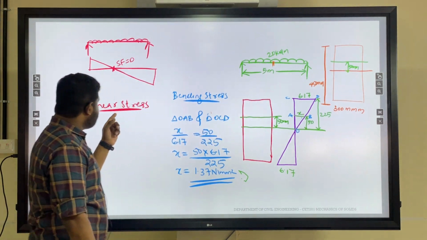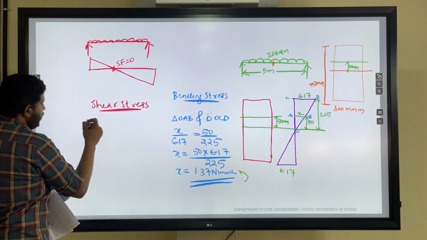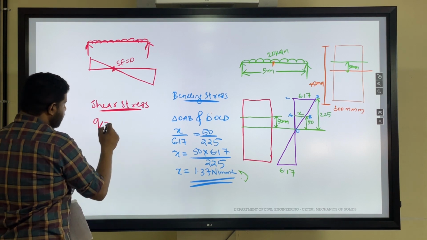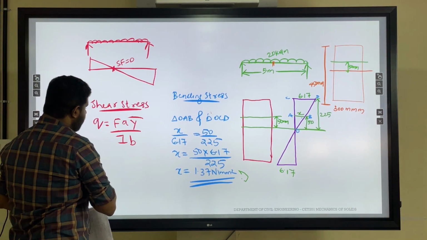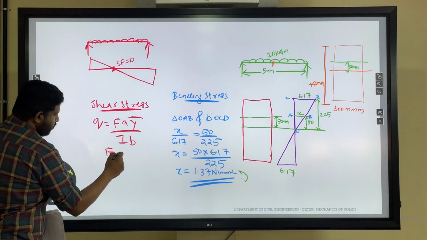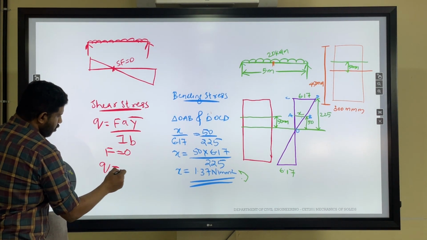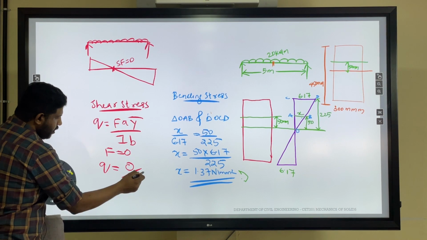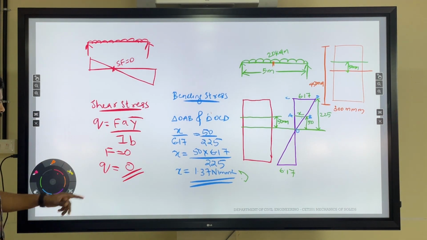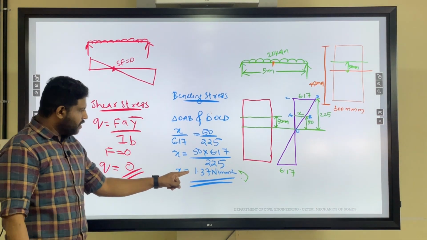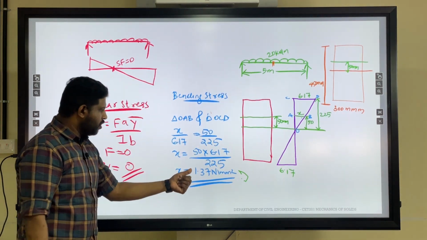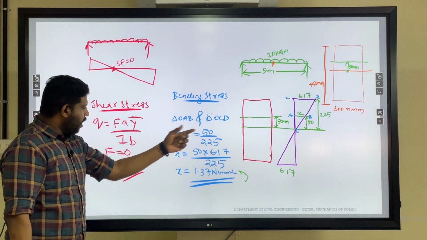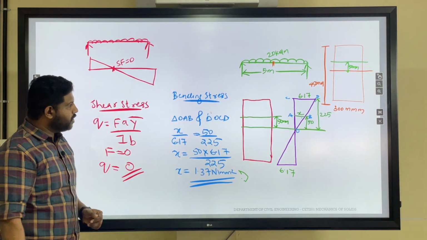So at midspan, since the shear force value is 0, and we have the equation for shear stress, q is equal to F A y bar divided by I b, here F, the shear force value, will be 0. So no need to calculate, the shear stress at the midspan will be 0. So the bending stress at the layer located 50 mm above the neutral axis will be 1.37 and the shear stress corresponding to that point will be 0.